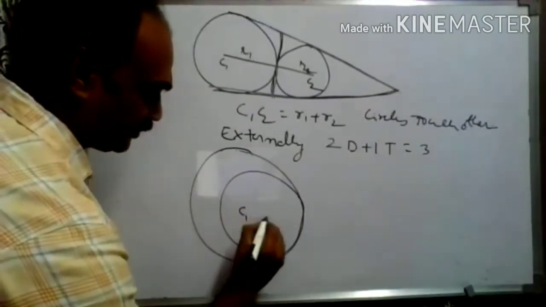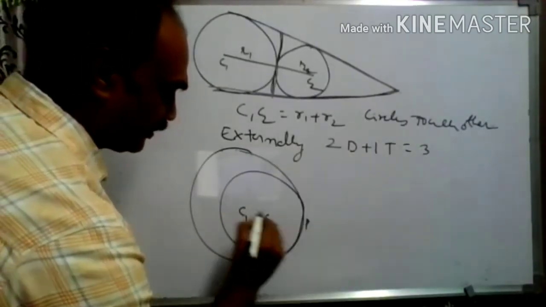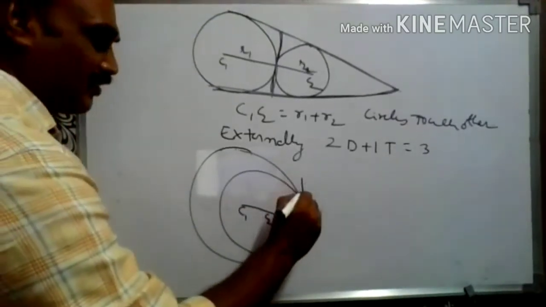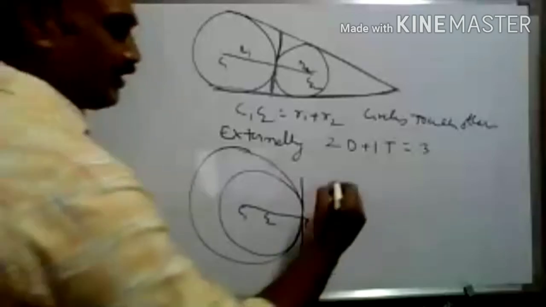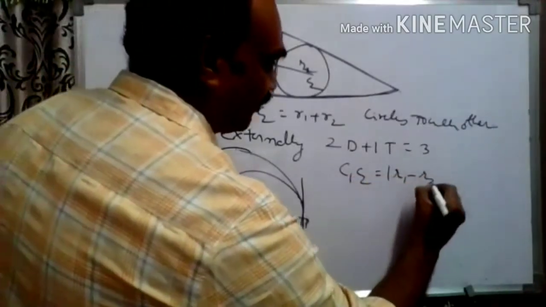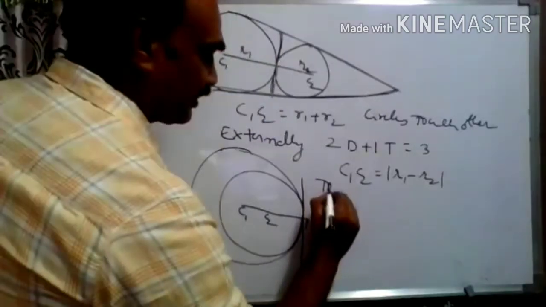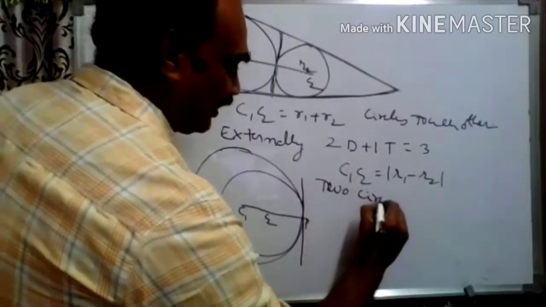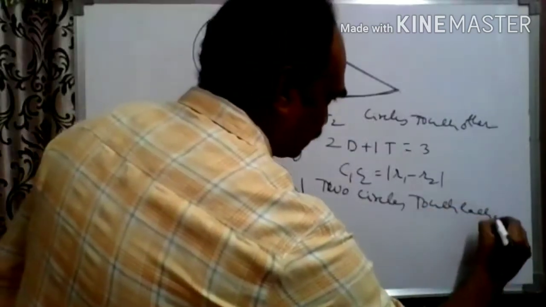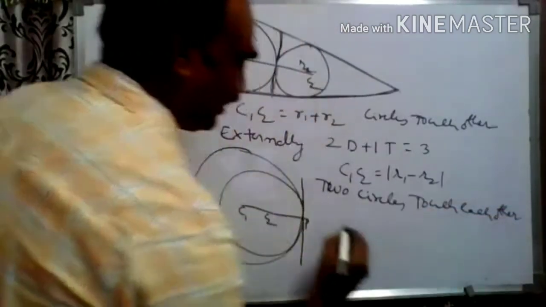This is C1, this is C2, this is P. Students, here, how many common tangents, students? This is only one common tangent, students. Here, what is the condition, students? C1C2 is equal to mod of R1 minus R2. Two circles touch each other internally.